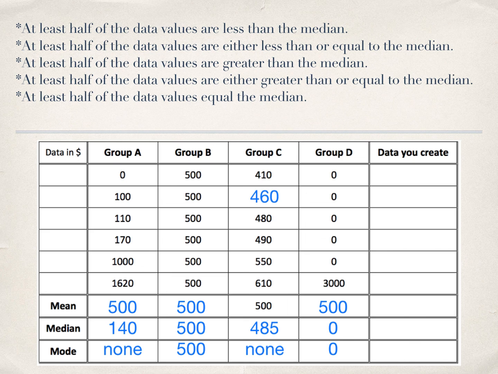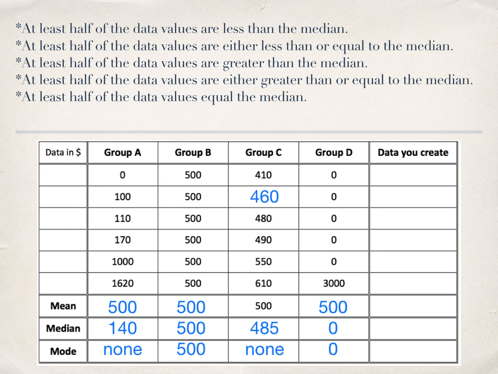But let's move on to the second remark. At least half the data values are either less than or equal to the median. Is that never true, sometimes true, or always true? What do you think? Pause the video. See if you can decide. Did you pause? What did you find?